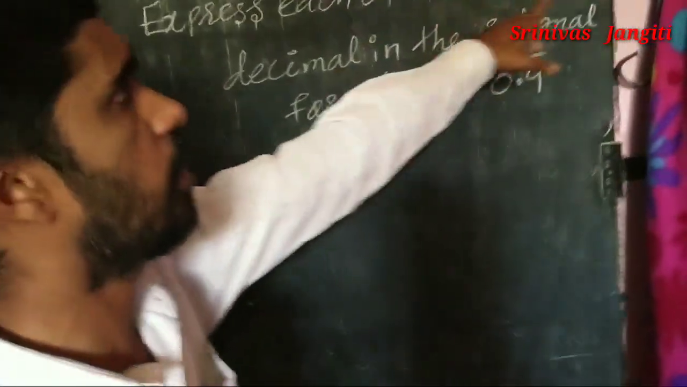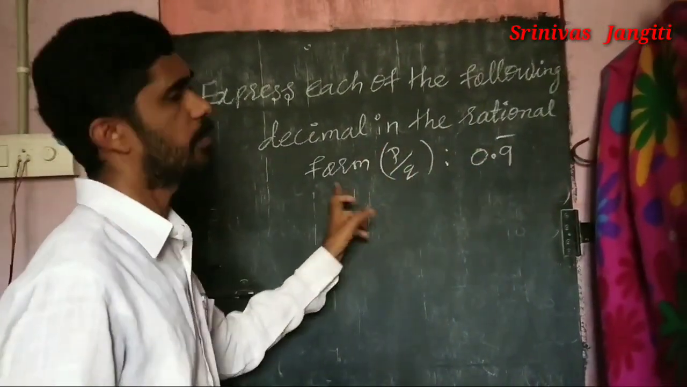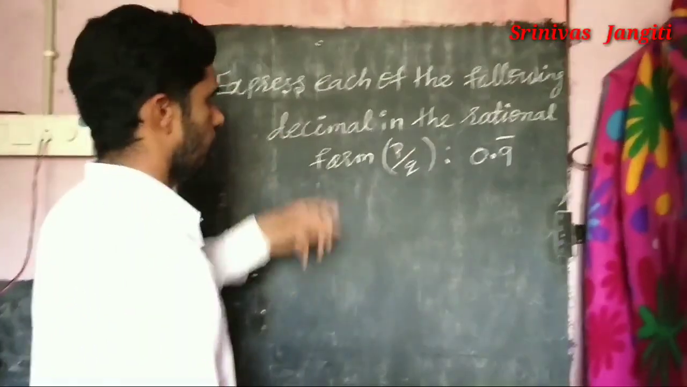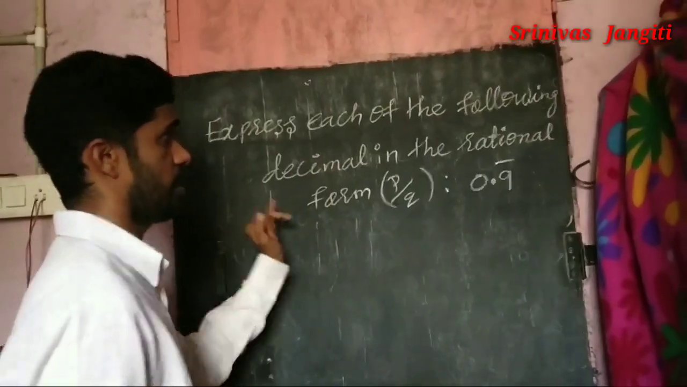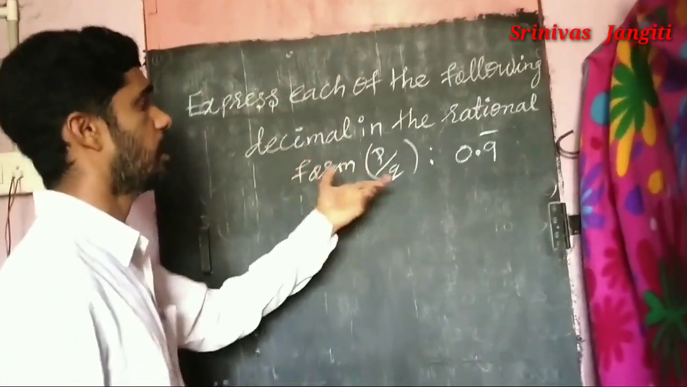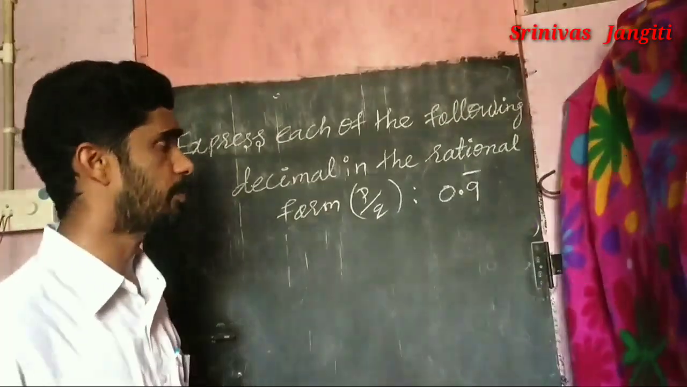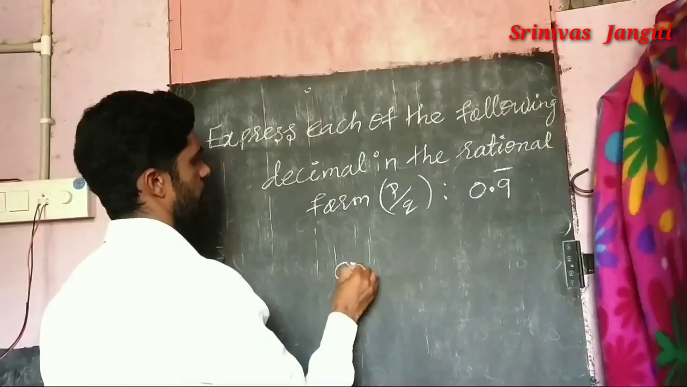Now what is our topic? Express each of the following decimals in the rational form. It is also called P by Q form, rational form, which means P by Q form only. That is the topic we are going to do now: express each of the following decimals in the rational form or P by Q form, right? So simple. Here the first problem that appears is a decimal only, but with a small change.